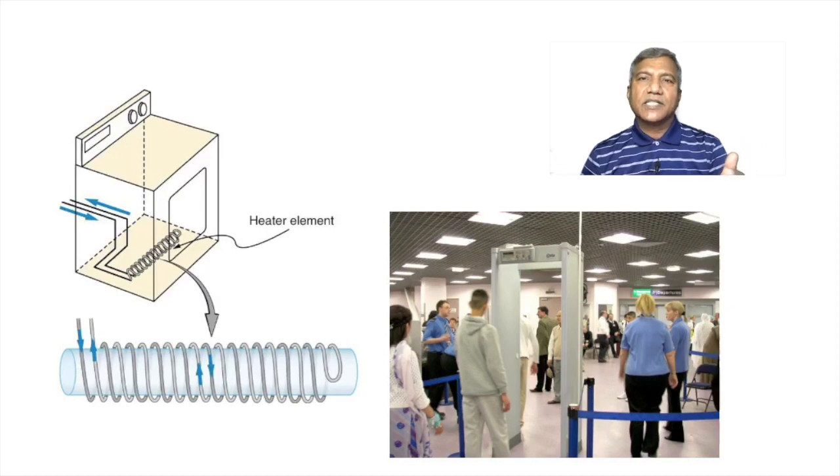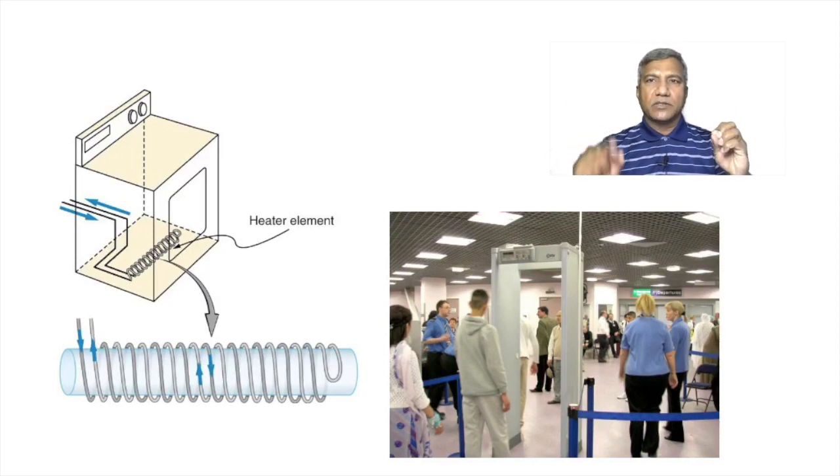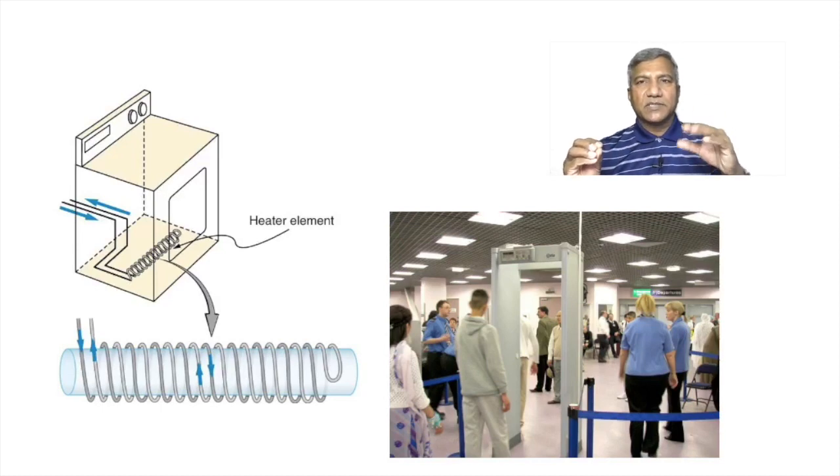Well, the security gate at an airport, as you can see, is actually a metal detector, and it is a transmitter and a receiver. So on one side of that gate you have a transmitter that transmits an AC signal, and on the other side you have a receiver that picks up that AC signal.